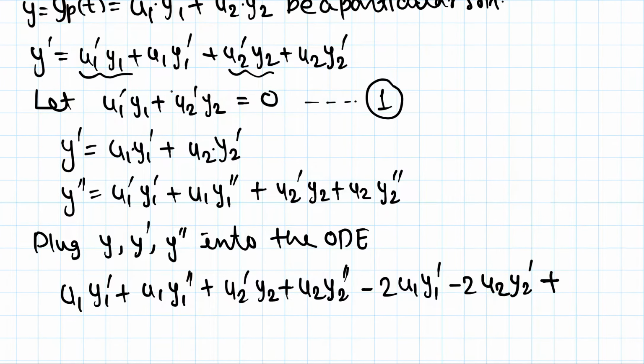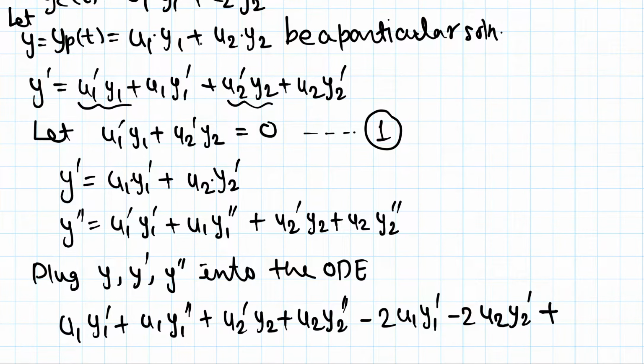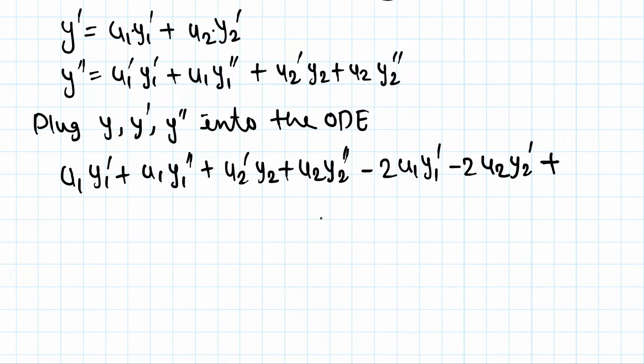Plus y. Y is assumed u1 y1 plus u2 y2 equals the right hand side, which is t to the negative 1 e^t. Okay, now we collect the terms containing y1 prime. So that one is here. It looks like this. When I copied, this should be prime. I copied wrong.